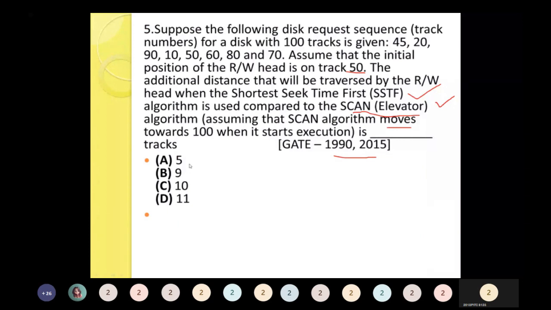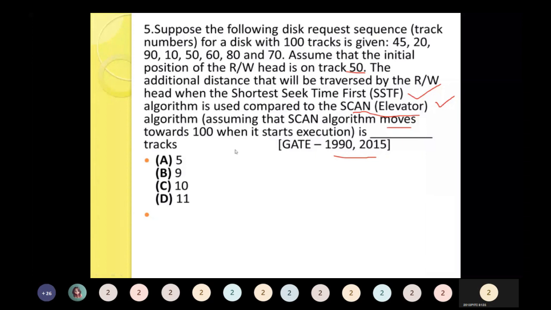Got it. So here there are two ways. Here we need to calculate two algorithms, SSTF and scan. Here I am implementing two algorithms, getting the difference between the two, and selecting this option.